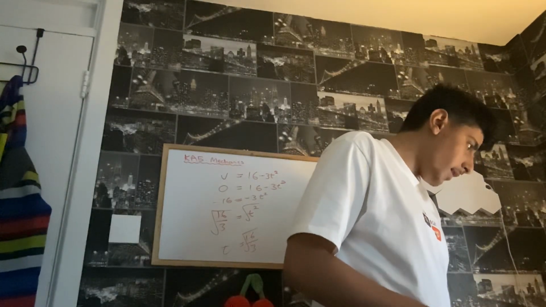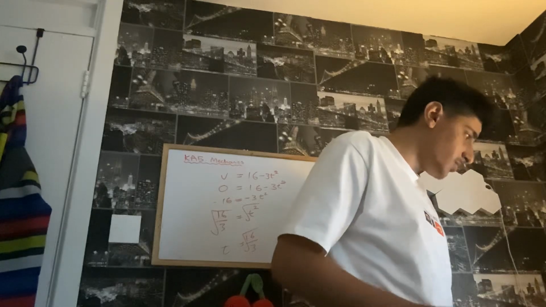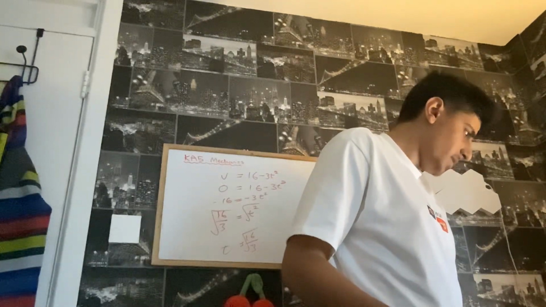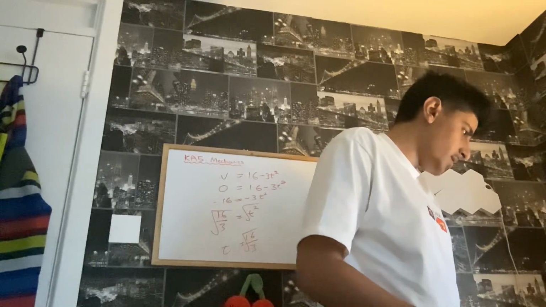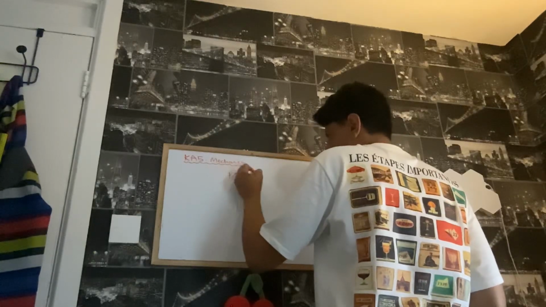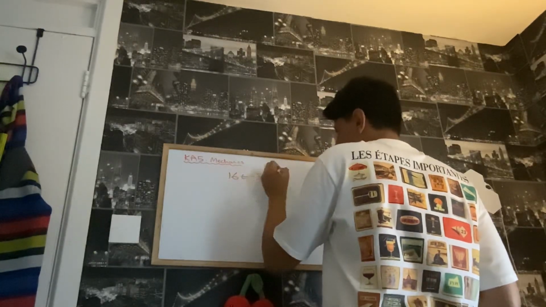Next: the value of t at the instant when p returns to its starting point. That means s is 0. Back at its starting point means distance is 0. So again, we have to use our integrated value, which I wrote down. No big deal. So we got the answer for B and for A, and we have the integrated value, 16t minus t cubed equals 0.